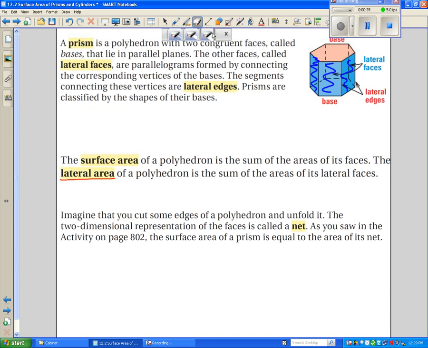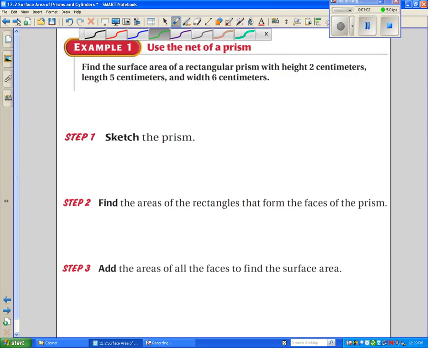So go ahead and draw this figure in your notes with all the different names, so that we can reference it when we're going through these different cases. A net is when we take a two-dimensional object and fold it up and turn it into a three-dimensional one. You can also think of it as taking the three-dimensional object and unfolding it into a two-dimensional flat surface. You've seen those before. Now, use the net of a prism.